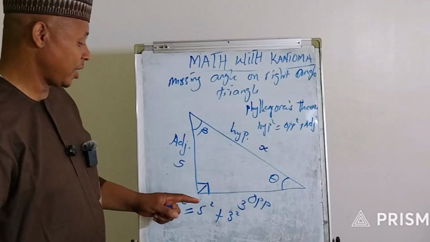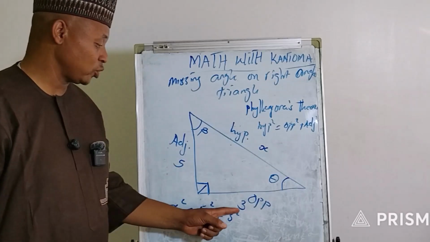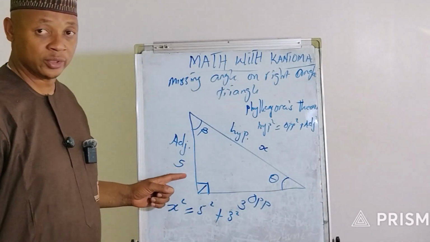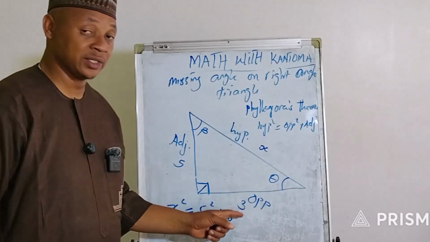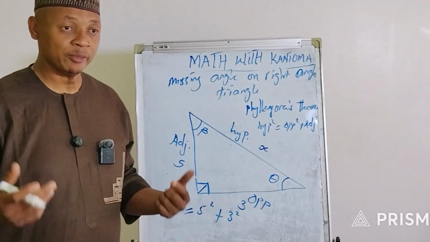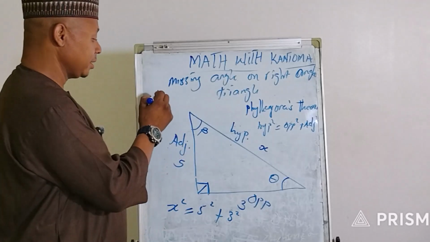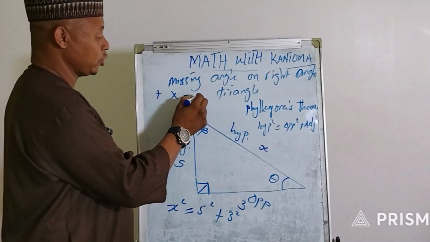Irrespective of how you put it, whether you choose 3 to be your opposite or 5 to be your opposite, 3 opposite and 5 adjacent, or 5 opposite and 3 adjacent, it's still the same thing. Because in mathematics, addition and multiplication are commutative.